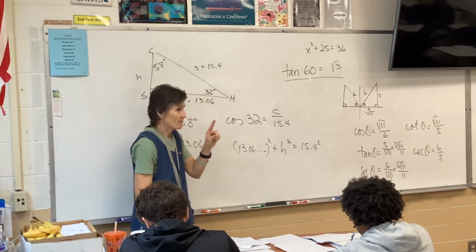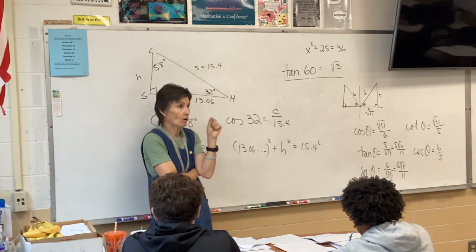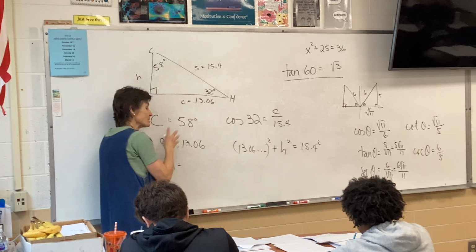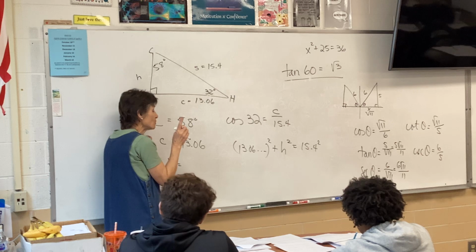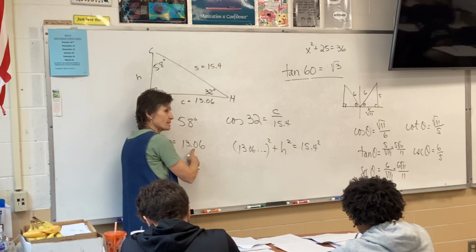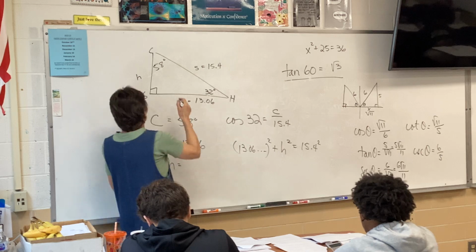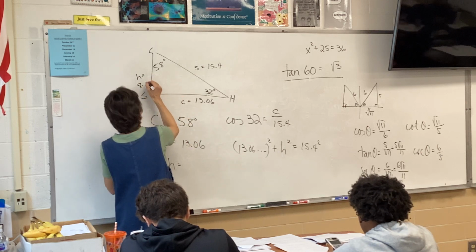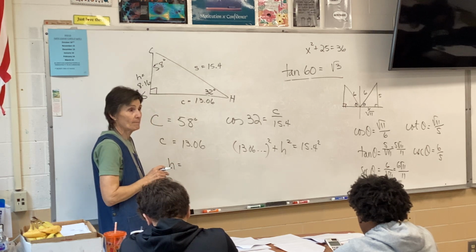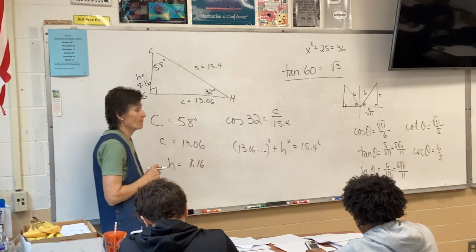The general rule of thumb is, if you can avoid it, don't use rounded off answers. So I would prefer you not use the Pythagorean theorem in this situation, but if you do, it's okay as long as you use the number in your calculator. Don't use 13.06 because it's rounded off. So what did you get for h? I got 8.16. Anybody else get that? Perfect. And the triangle's done. We solved it. Finished.